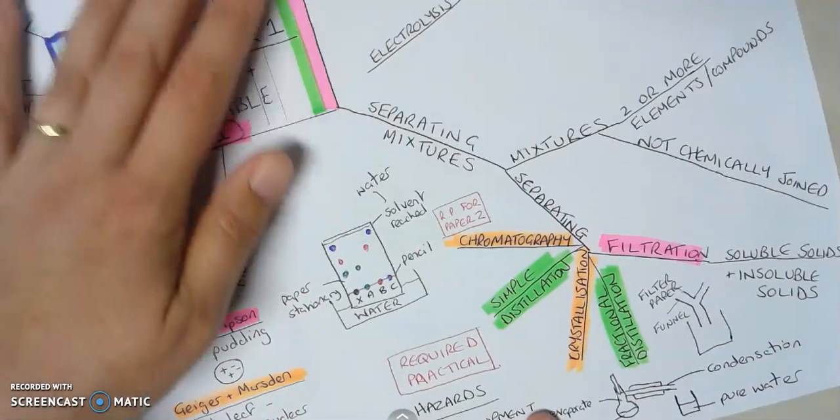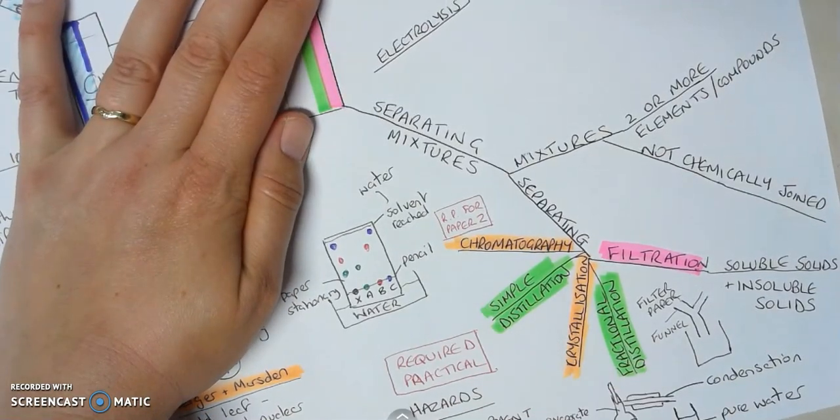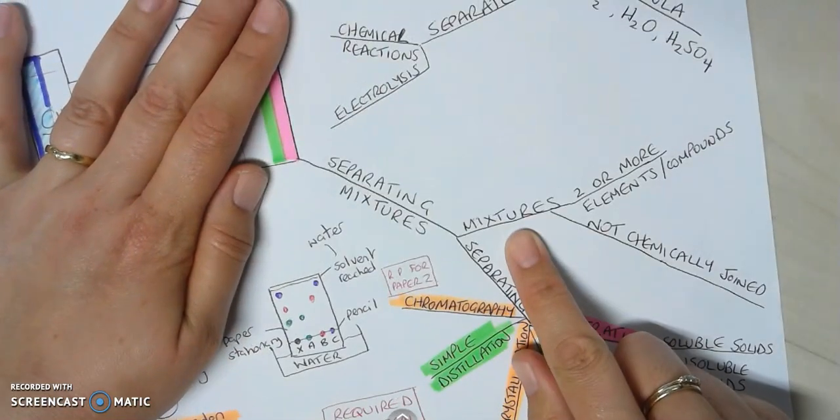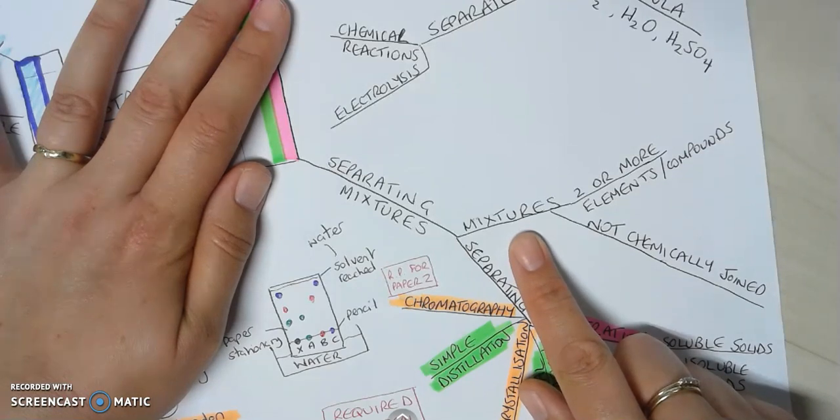So let's have a look then at some basic separation techniques. And you should be able to describe all of these techniques. Now, if you've just got a mixture, that is where you've got 2 or more elements in together, and they are not chemically joined together, you can easily separate them. So, for instance, seawater is made of water, salt and sand, and you could separate all of those by filtering out the sand and evaporating the water.